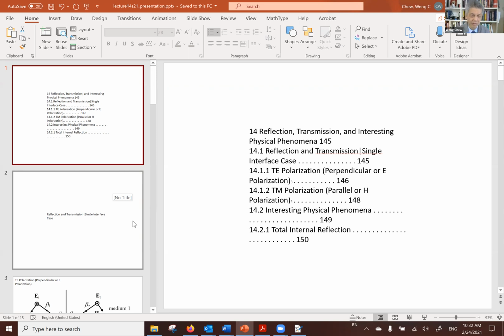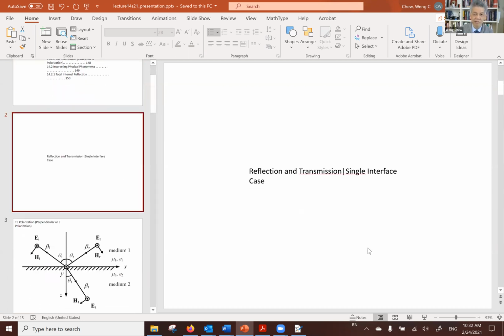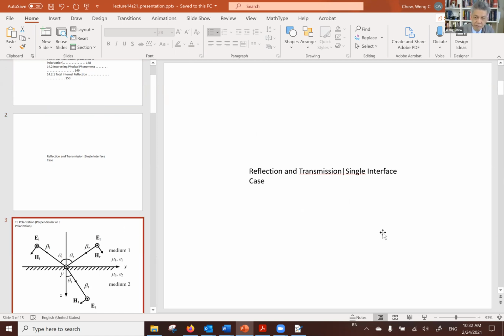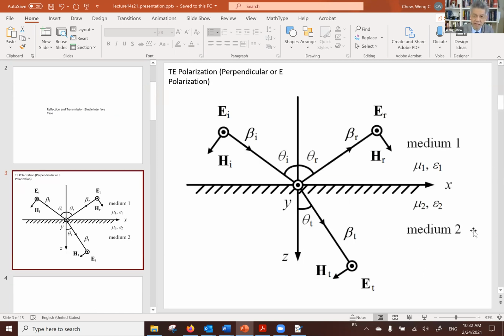We started out with Maxwell's equations in 3 dimensions, and then we simplified them into transmission line equations, or telegrapher's equations. Things are a lot simpler there, but now we're going to solve Maxwell's equations in their full glory. So we begin by solving the reflection and transmission from a single interface problem. The problem that we're going to discuss will look something like that.